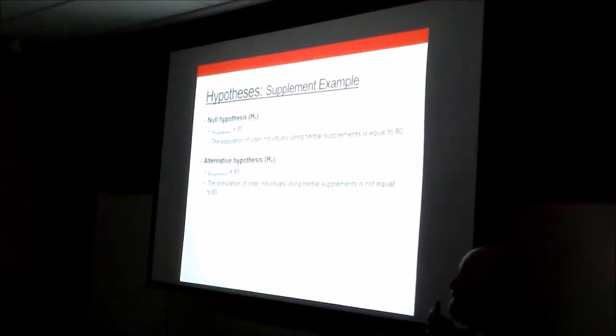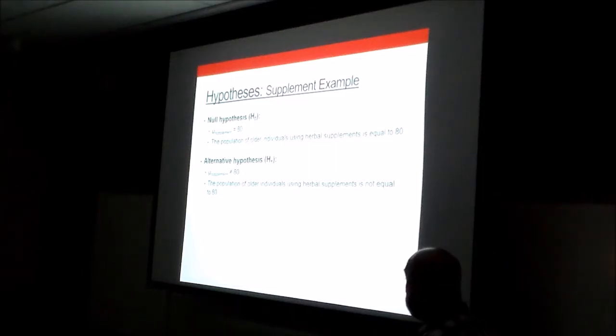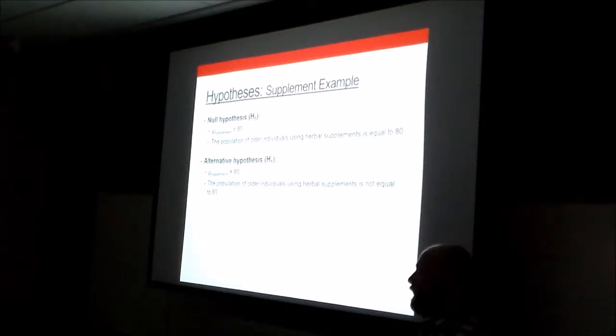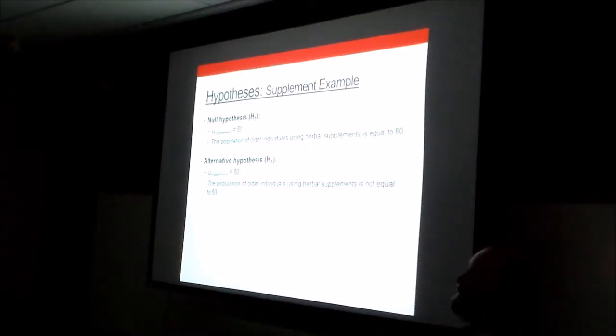I don't know what 80 means, right? Who knows? And so probably what I should say is something along the lines of: the population of older individuals using herbal supplements will have a mean memory score equal to 80. Or we expect an average memory score of 80 in the population of older adults using herbal supplements. However you want to say it, I want to make sure we know what 80 means. Again, this is going to force you to start thinking about your units, and it's just going to enhance your interpretations of the things we talked about.